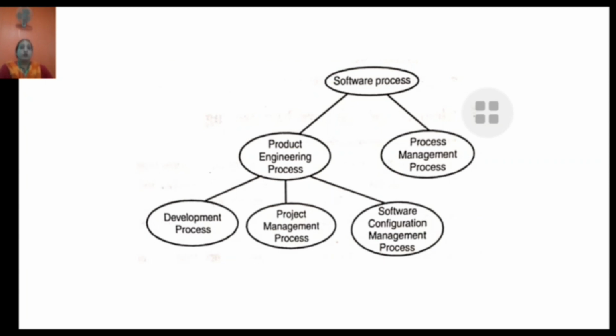Second one is the process management process. The management process specifies how to plan and control these activities so that the cost, schedule, quality and other objectives can be met. The basic objective of process management is to improve the software process. By improvement, we mean that the capability of the processes to produce quality goods at low cost is also improved. The process management process activities are performed by the software engineering process group.